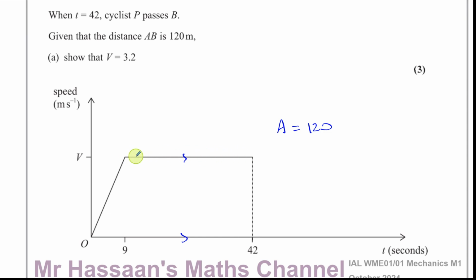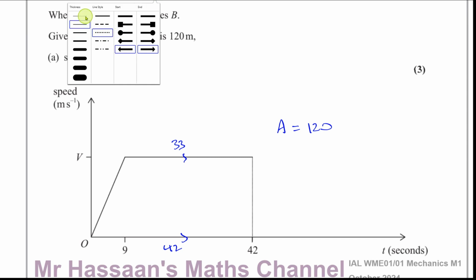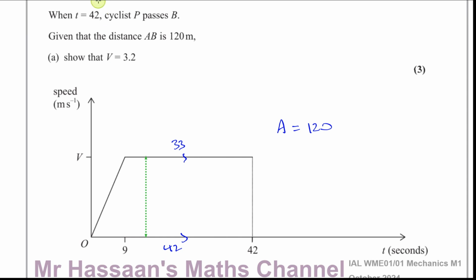Now this trapezium is made up of a pair of parallel sides whose lengths are from 42 minus 9, that's going to be 33, right? 33 plus 9 is 42. And this length, of course, is 42. And the distance between the parallel sides, which is what we need, is this distance here, which we don't know. And that is what we have to find, which is V.